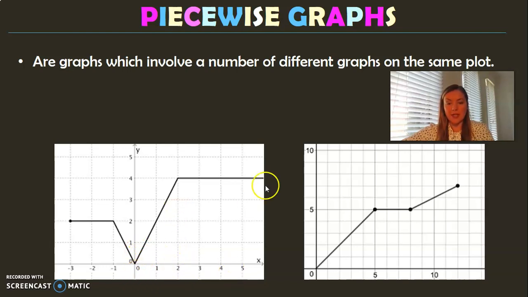And this one between 2 and something. We can't really see the end of it. It might go on forever, or it might stop before there.